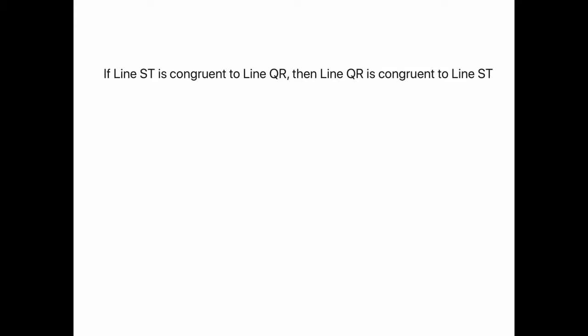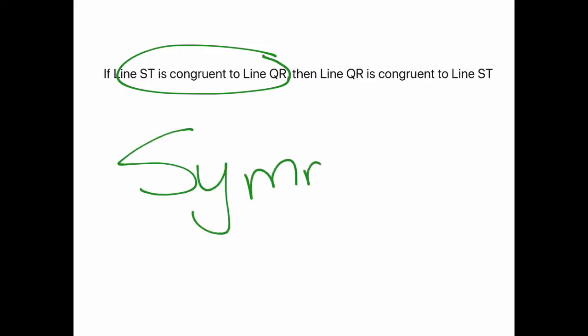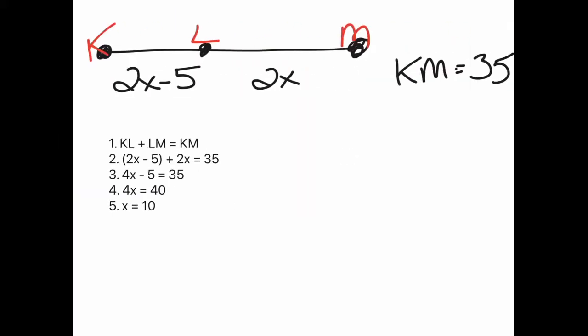All right, this one is from your practice. If line ST is congruent to line QR, then line QR is congruent to line ST. And it starts with ST and ends with QR on this side, and then they switch. So whenever they switch, it's always the symmetric property. So switching is symmetric. All right, and then we're going to do the last one from the practice here. And it says that in the figure above, KM equals 35, and they want us to solve for x and match the justification for each step.